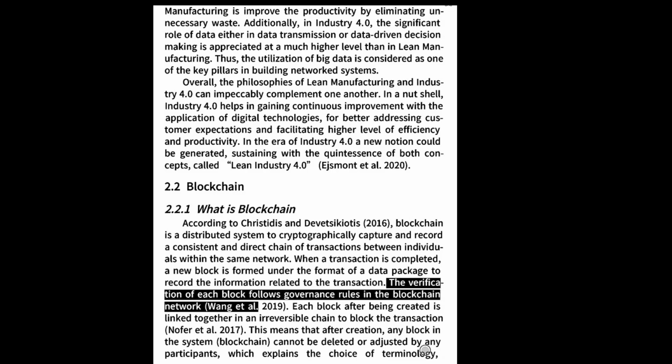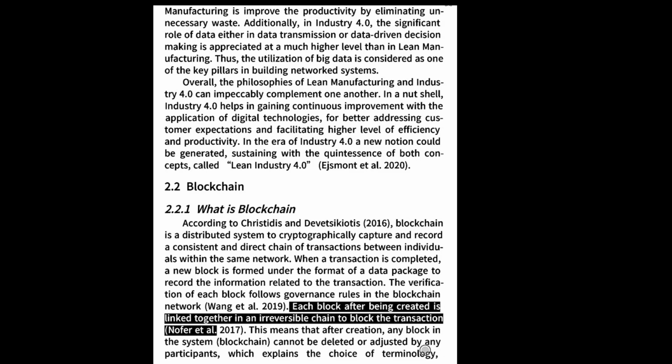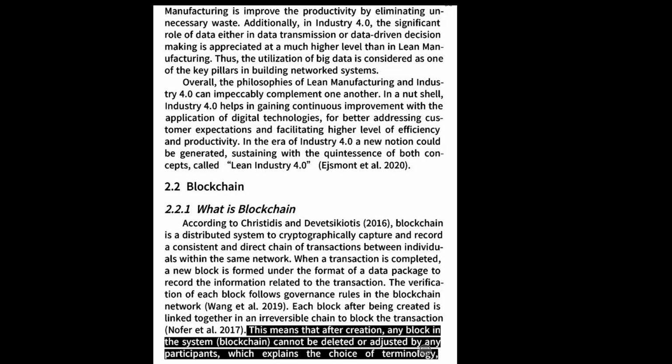The verification of each block follows governance rules in the blockchain network (Wang et al., 2019). Each block, after being created, is linked together in an irreversible chain to block the transaction (Nofer et al., 2017). This means that after creation, any block in the blockchain system cannot be deleted or adjusted by any participants, which explains the choice of the terminology blockchain.